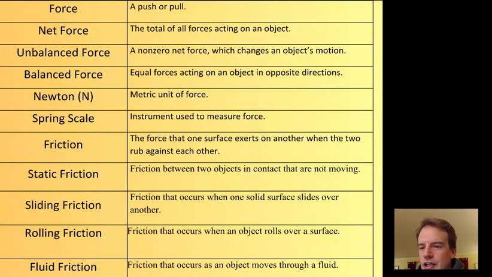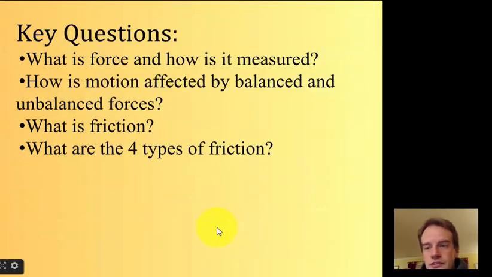Friction, spring scale, friction, static friction, sliding friction, rolling friction, and fluid friction. Key questions: what is force and how is it measured? How is motion affected by balanced and unbalanced forces? What is friction? And what are the four types of friction?